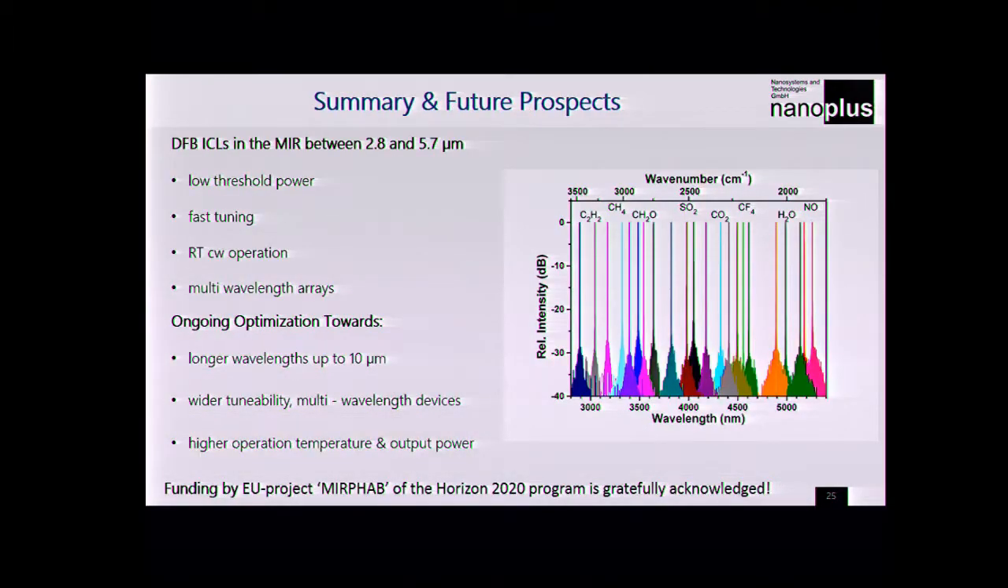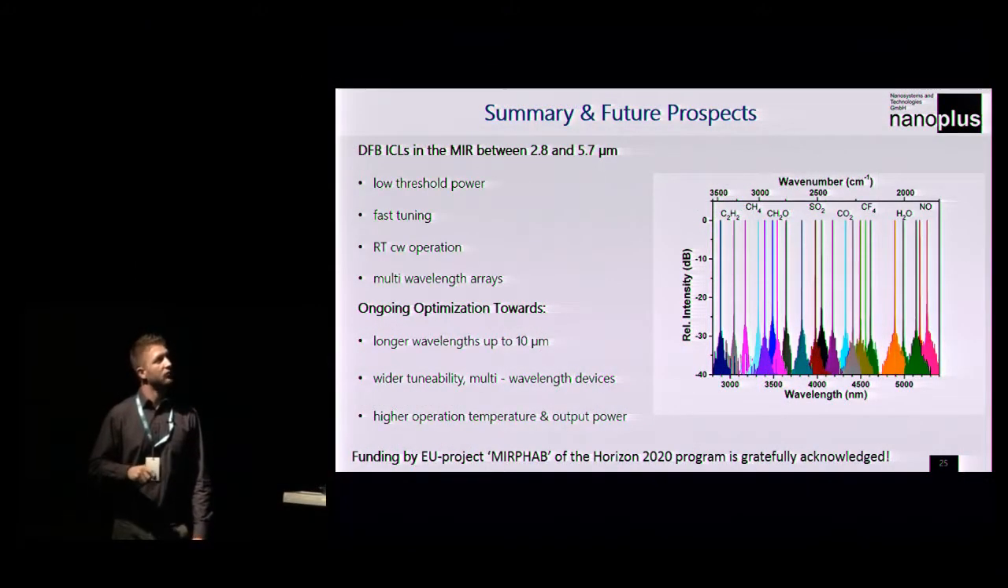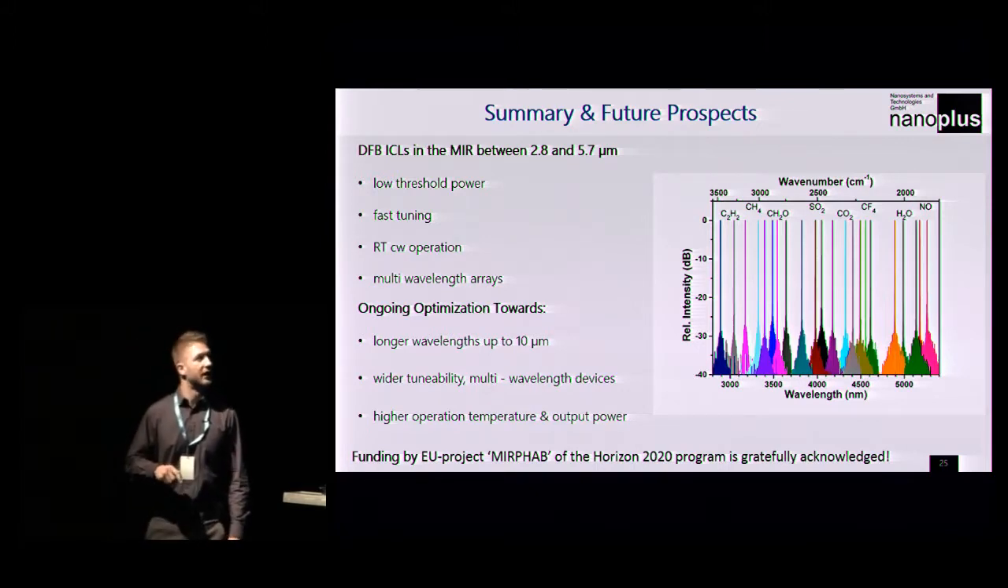So to sum up the ICL technology, we have developed DFB ICLs in the mid-infrared range between 2.8 and 5.7 microns, which have low threshold power of around 100 milliwatts, which show fast tuning, room temperature CW operation, and we have fabricated customer-specific multi-wavelength arrays.